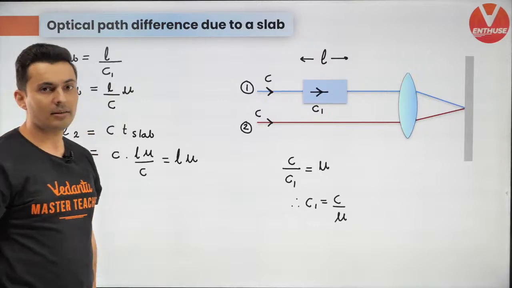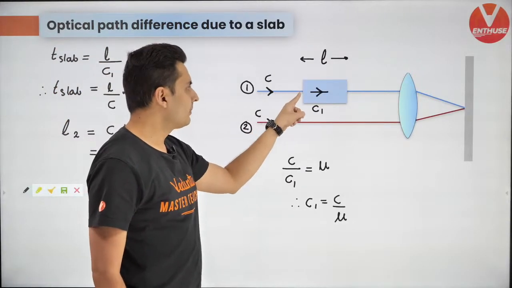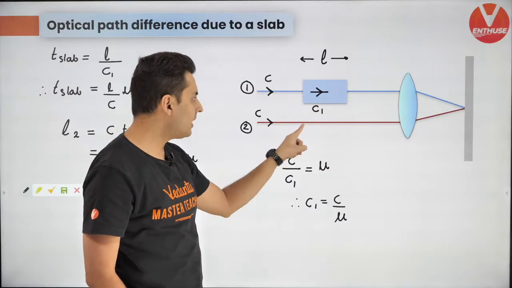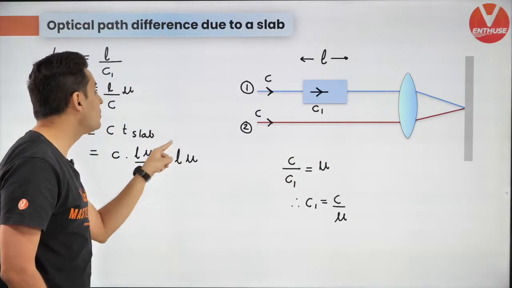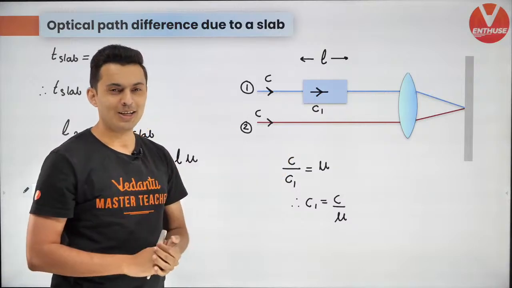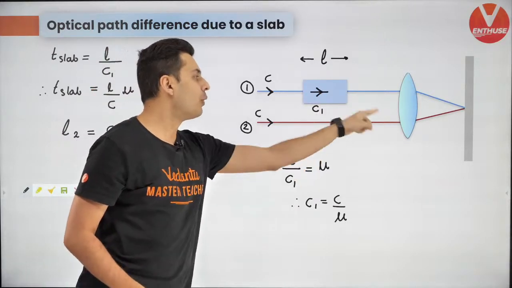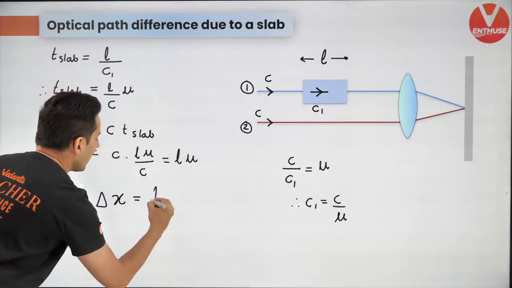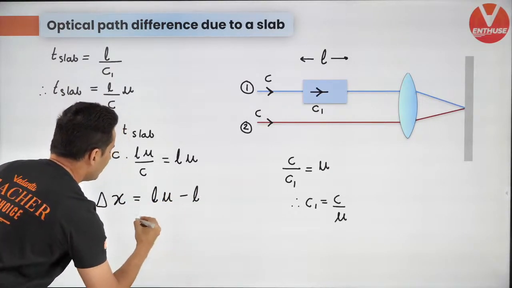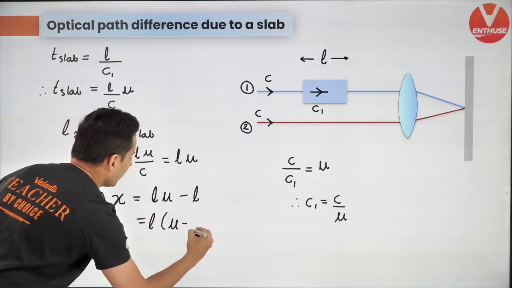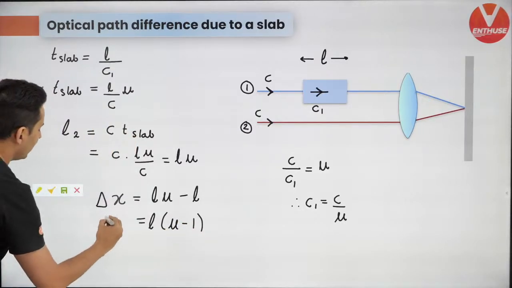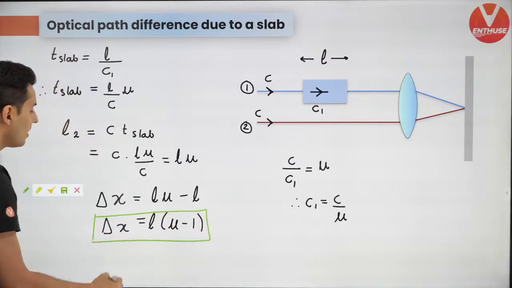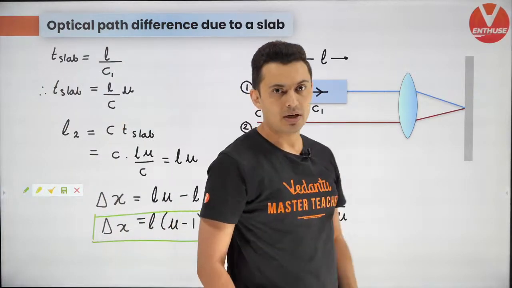Now this is very interesting. This ray 1 covers distance L. In that same time, ray number 2 covers a distance of mu L, mu times more. So I hope you see that. It's covering more distance. So hence the path difference will be L mu minus L, which is L common into mu minus 1. So that is very, very important. This is the path difference which is produced because one of the rays passes through a denser medium.